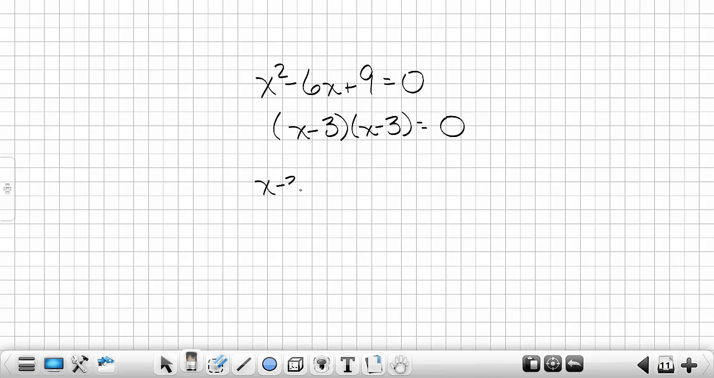So therefore, we have our two parentheses. Each one gets set equal to 0, even though this has a multiplicity of 2. In other words, this happens twice. It's not going to return something different, but just so we have the pattern down, I can set each one equal to 0. The fact that it happens twice, later on we'll call that multiplicity 2, but right now we're just going to say, how many roots does it have? 1, and that root is 3.